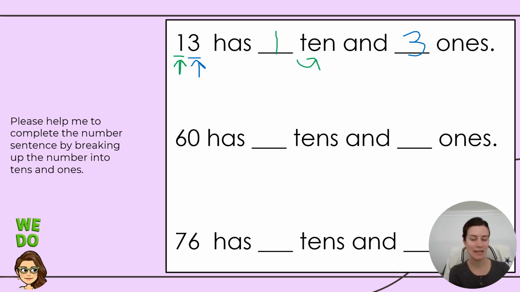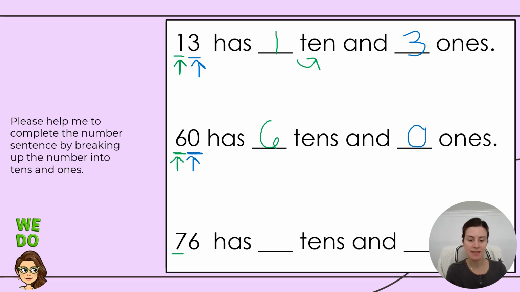60 has blank tens and blank ones. I have a 6 digit in my tens place, and I have a 0 digit in my ones place. Okay, so how many tens do I have? 6 tens. 60 has 6 tens, and how many ones? 0 ones. You can have all of that written. Press play when you're ready to continue with the next one.